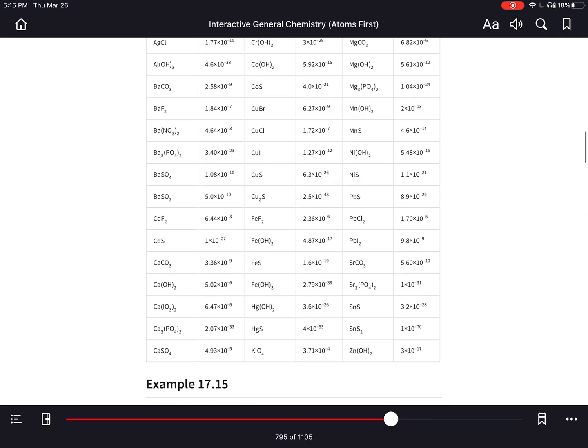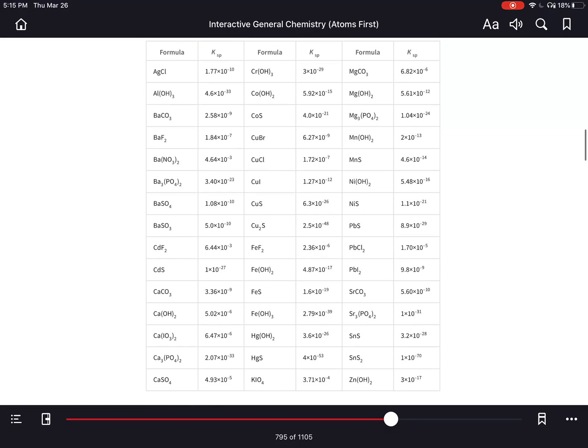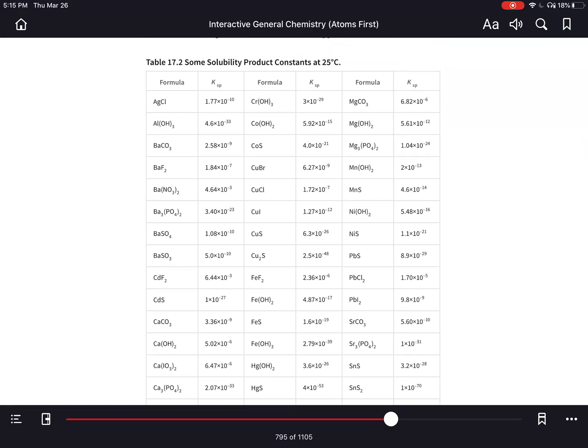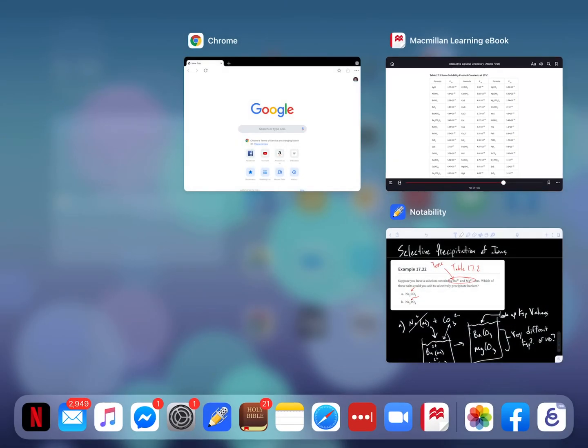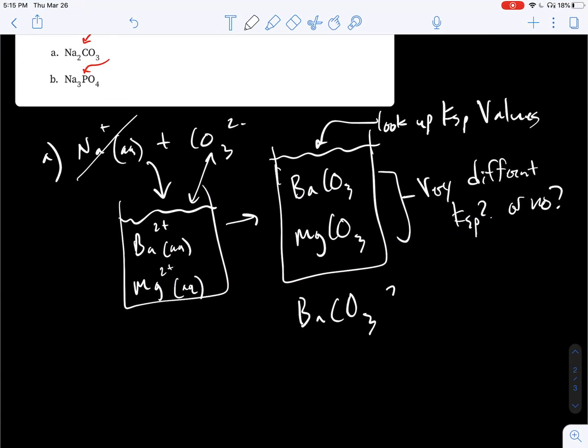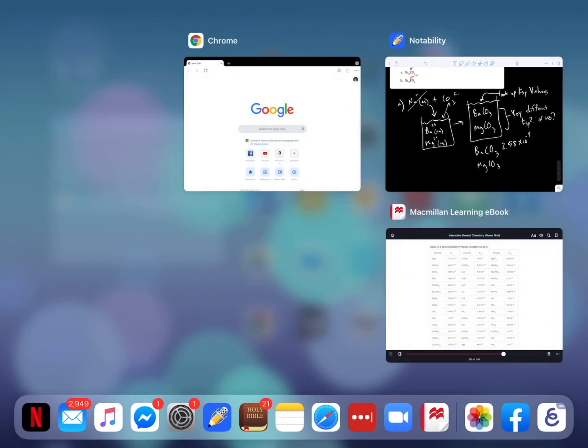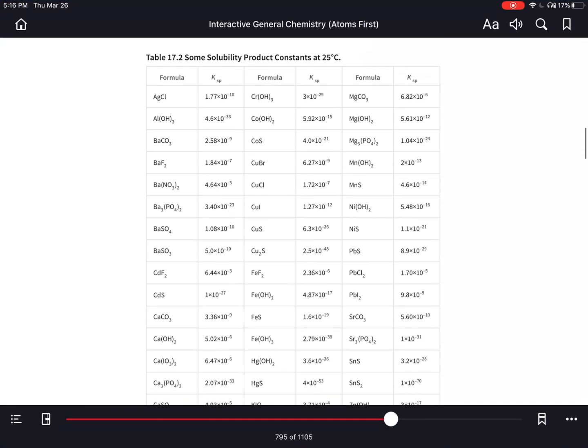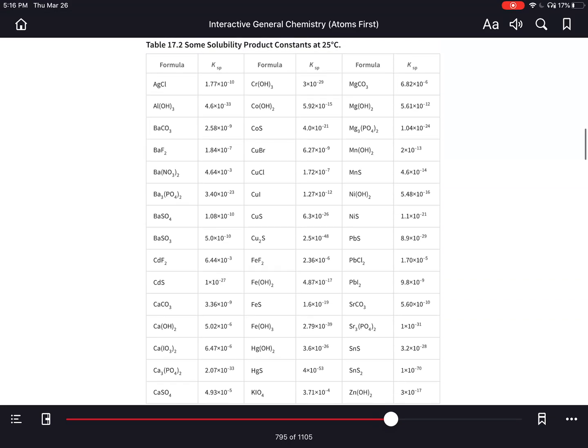And barium carbonate, where are you? 2.58 times 10 to the negative ninth. Remember what this means. Small values mean very insoluble. So barium carbonate's a very insoluble compound, 10 to the negative ninth. Now let's look up magnesium carbonate. Let's see. 6.82 times 10 to the negative 6, top right there.